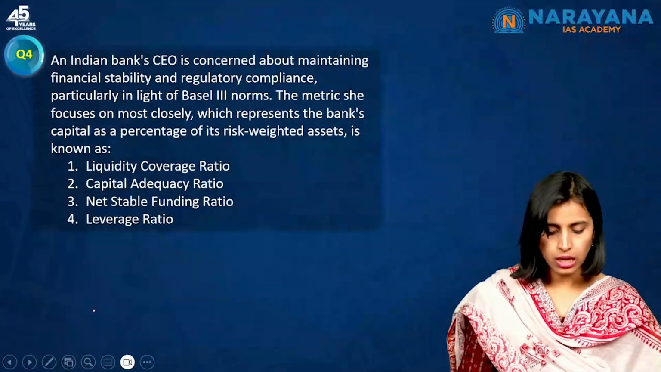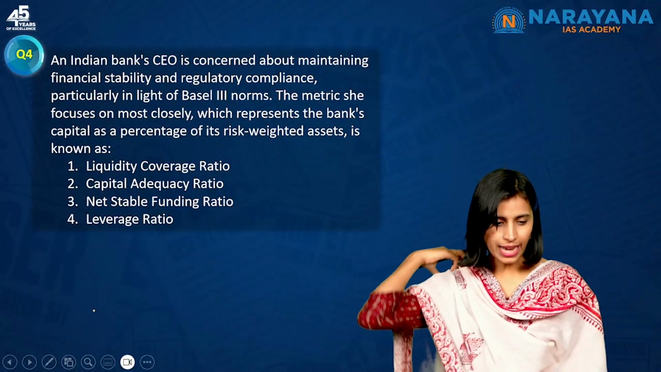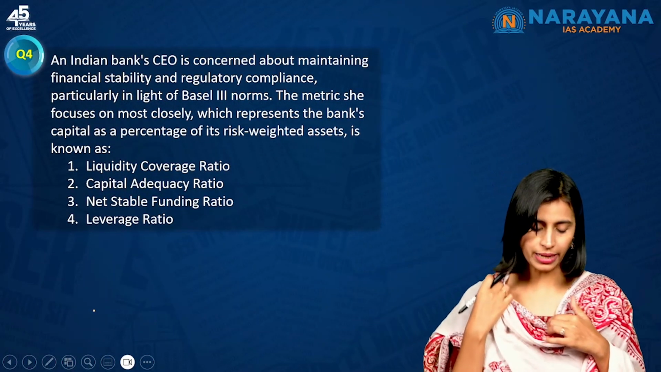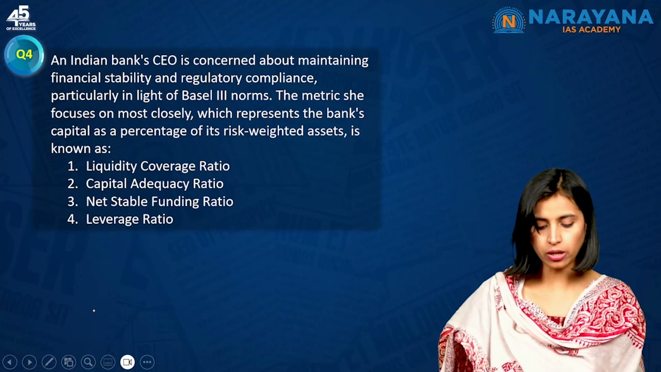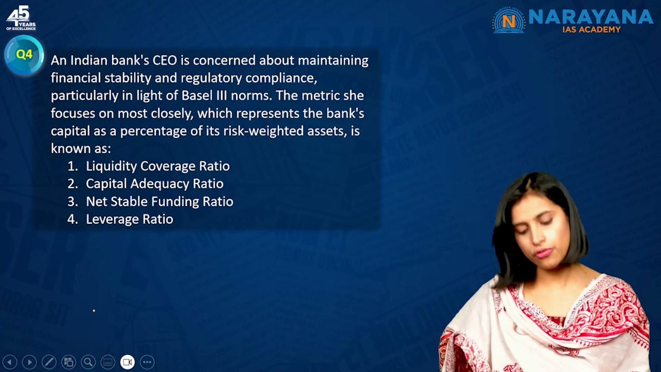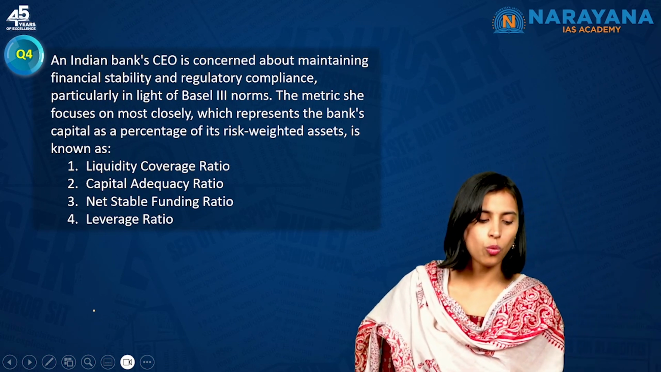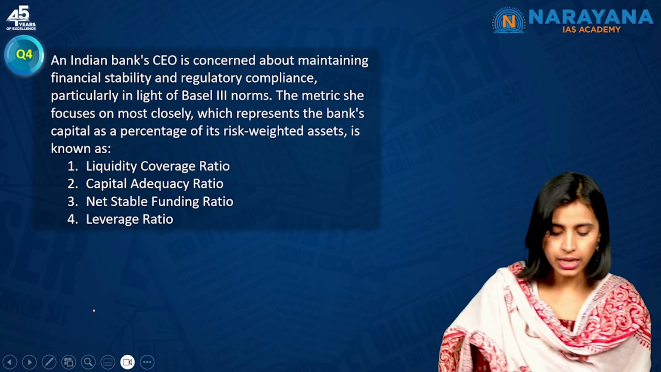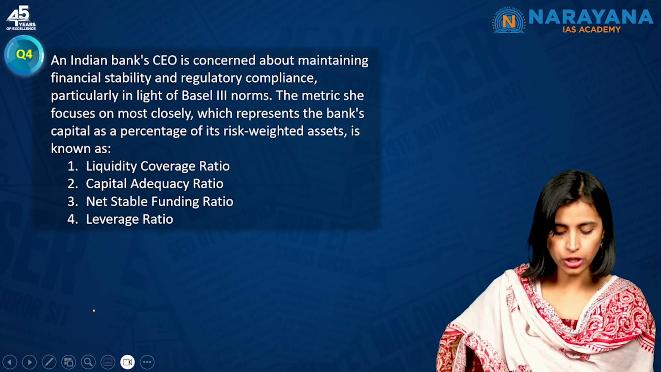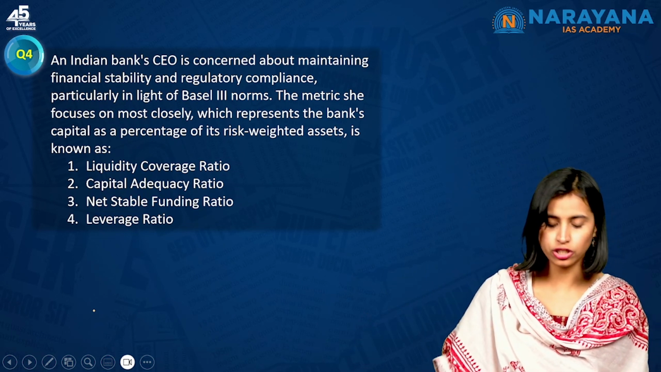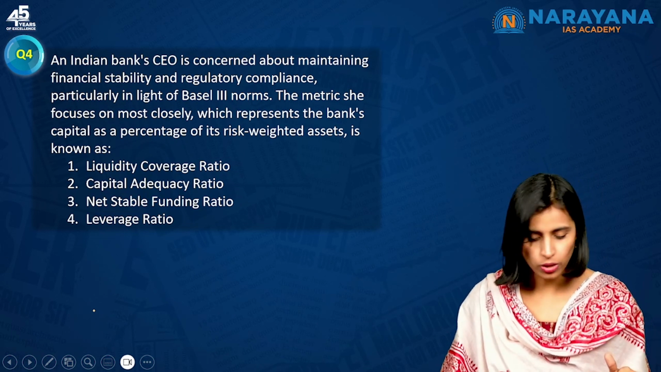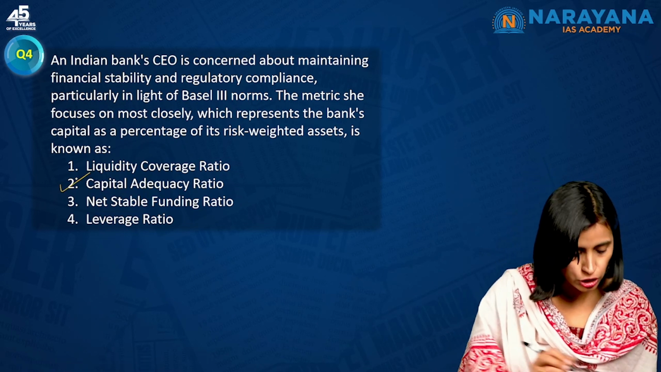Moving on: an Indian Bank CEO is concerned about maintaining financial stability and regulatory compliance, particularly in light of the Basel III norms. The metric she focuses on most closely, which represents the bank's capital as a percentage of risk-weighted assets, is known as: the liquidity coverage ratio, the capital adequacy ratio, the net stable funding ratio, or the leverage ratio. We read this ratio, and this is the definition of the capital adequacy ratio, and hence your answer is going to be B.